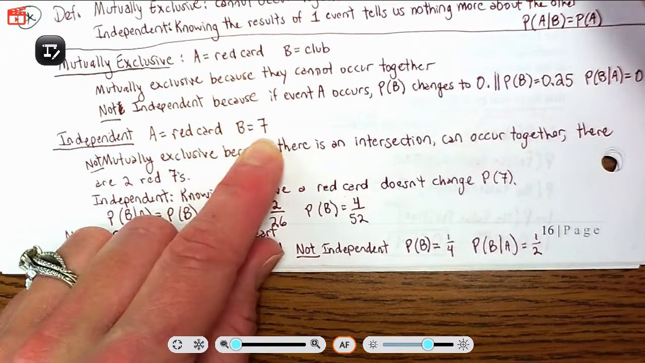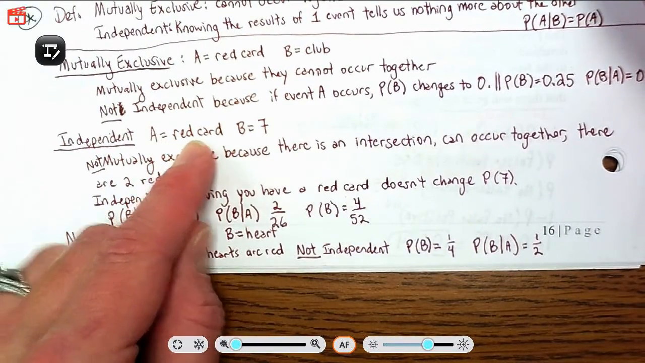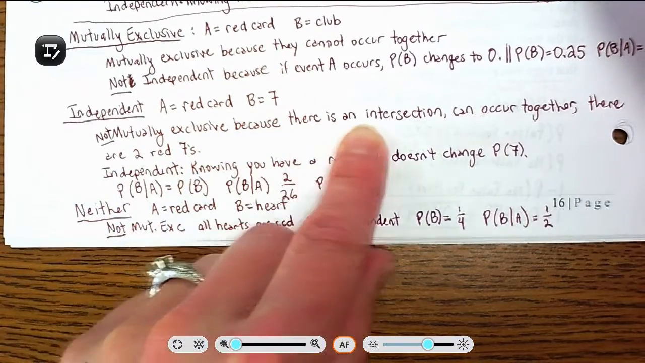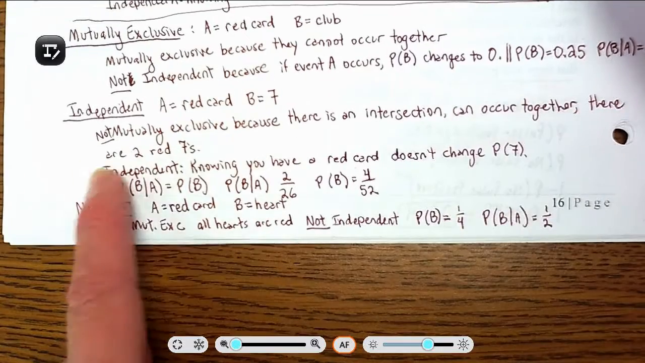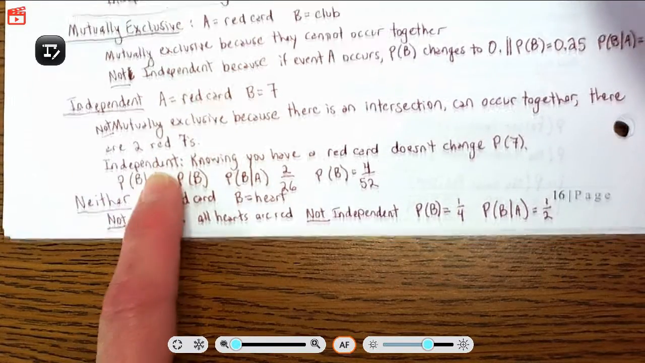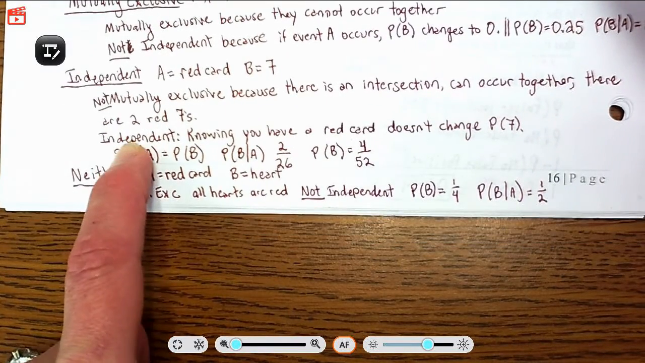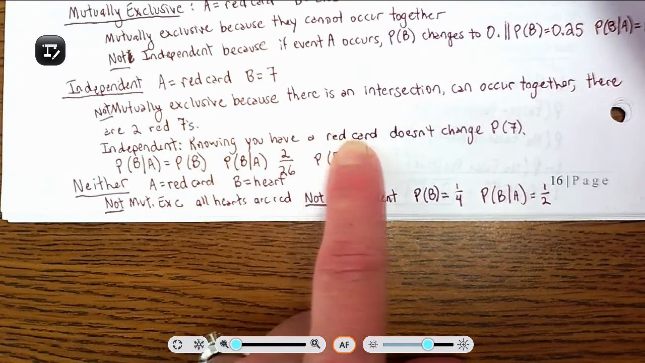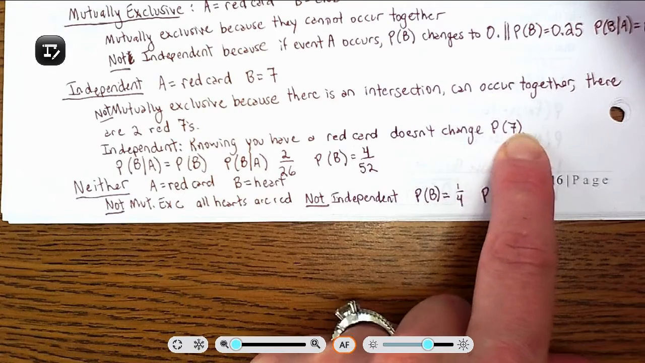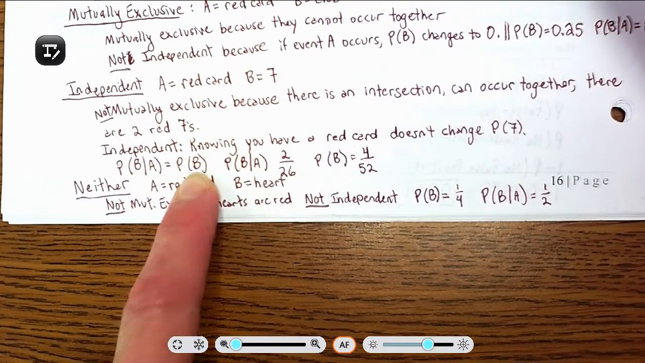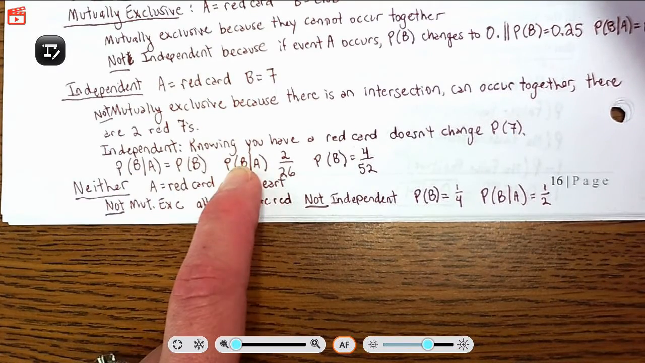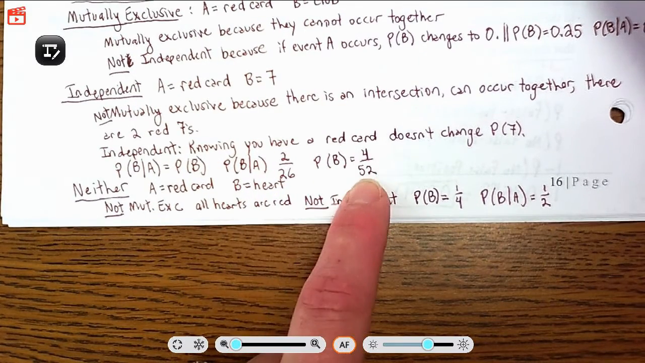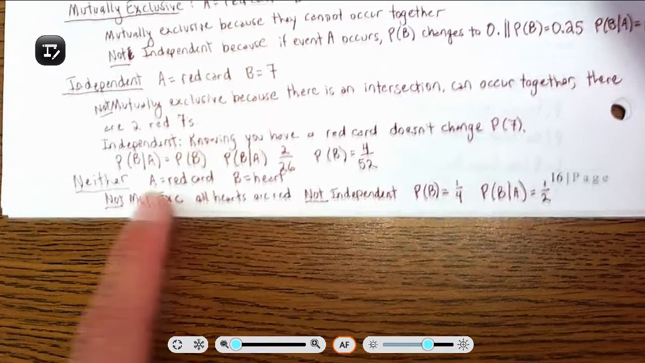Okay, let's talk about two independent events though. A red card and a 7. Well, now these are not mutually exclusive because there's an intersection. They can occur together. There are 2 red 7s in the deck. And these are yes to independent. So now we have no to mutually exclusive and yes to independent. Knowing you have a red card doesn't change the probability that it's a 7. The probability of B given A equals B. The probability of it's a 7 given it's a red card is 2 out of 26, and the probability it's just a 7 is 4 out of 52, and those are equal.